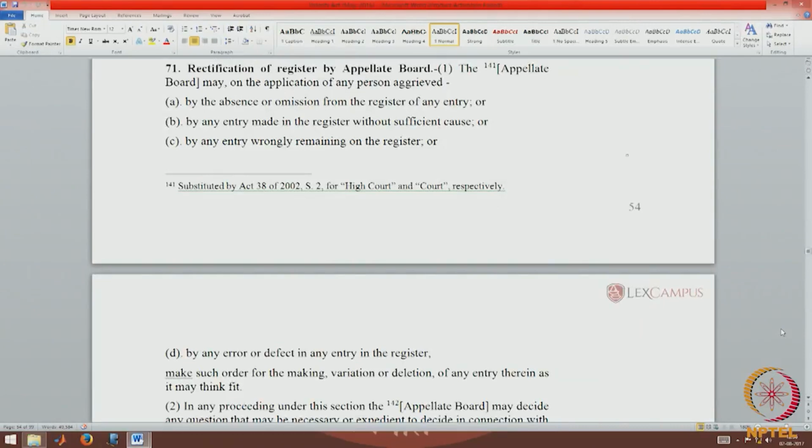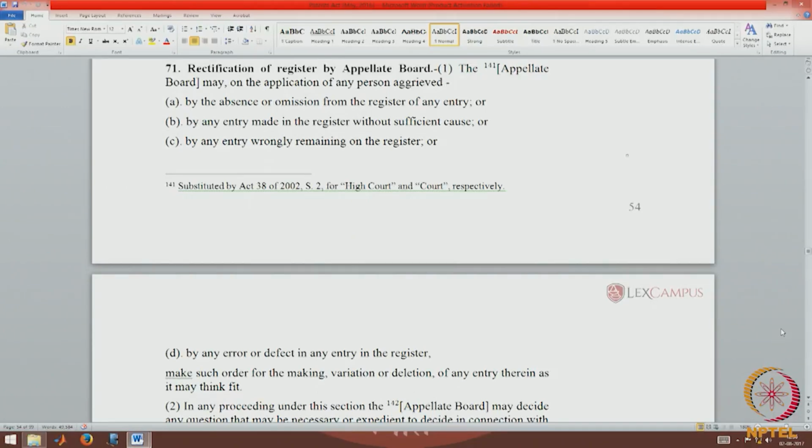Rectification of register by the appellate board. We had already seen that the controller has some powers to carry out clerical changes in a register, and he can also carry out certain other changes. If the changes are substantial, we had seen that the controller will have to give notice, hear parties and only then carry out the change. So we saw that the controller has the power to carry out clerical changes and also substantive changes.